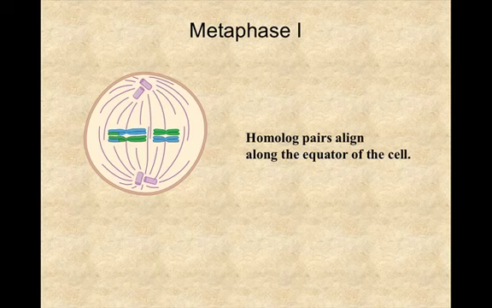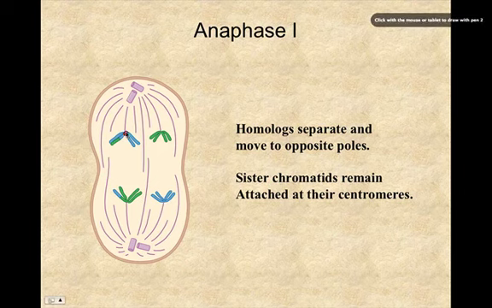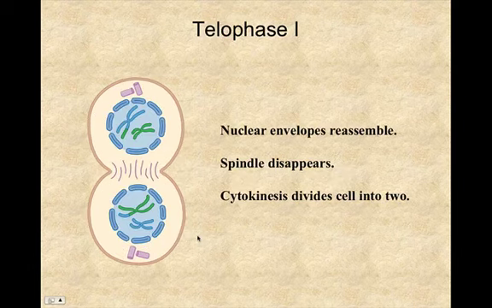Metaphase 1, metaphase is the same. The pairs are lining up in the middle or along the equator of the cell. Anaphase, they are starting to separate and move to the opposite poles. The sister chromatids remain attached at their centromeres. And remember, the centromeres are those points on the chromosomes. Telophase 1, the nuclear envelope starts to come back together, the spindle disappears, and cytokinesis divides the cell into 2.